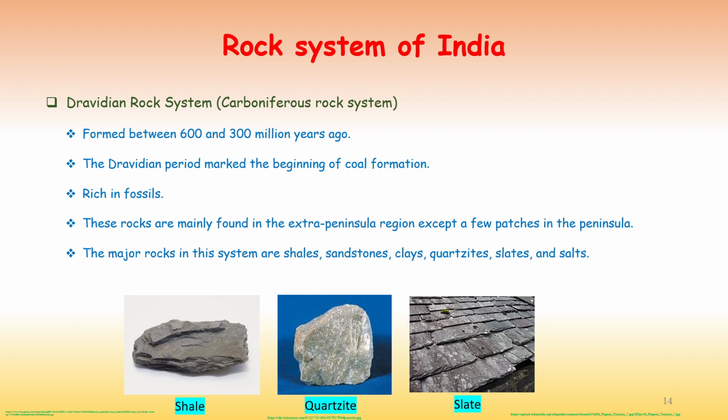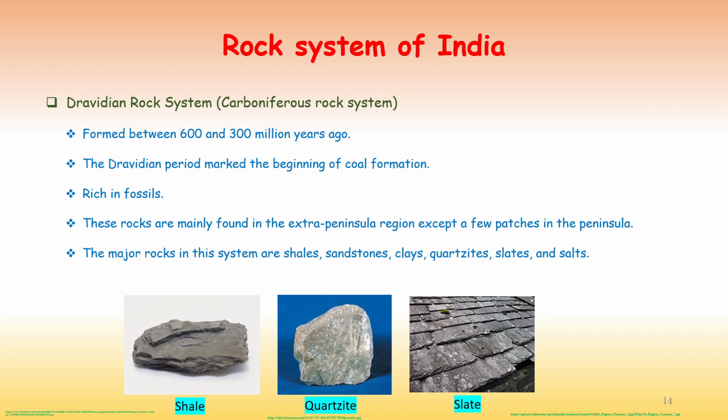This rock system formed between 600 and 300 million years ago during the Paleozoic era. The Dravidian period marked the beginning of coal formation, particularly high quality Carboniferous coal. These rocks are rich in fossils.